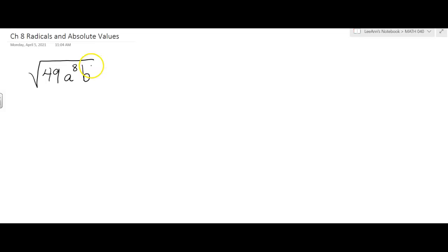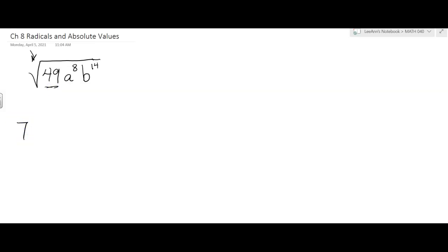b to the 14th power. Okay, something like that. And so you're taking the square root. The index is 2 because that's what the symbol says. There's no index written, and that means it's a square root. So we can take the square root of 49. That's not a problem. That's 7.